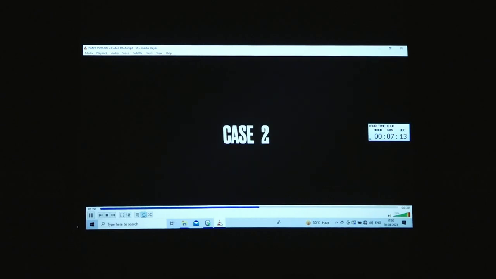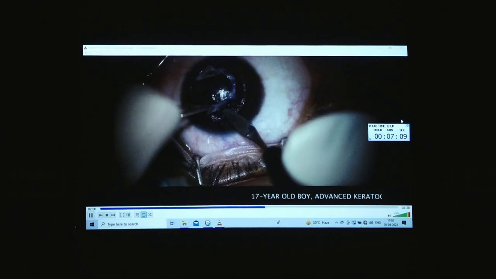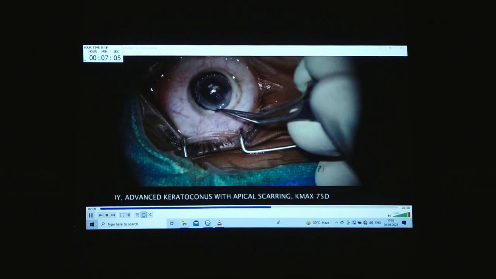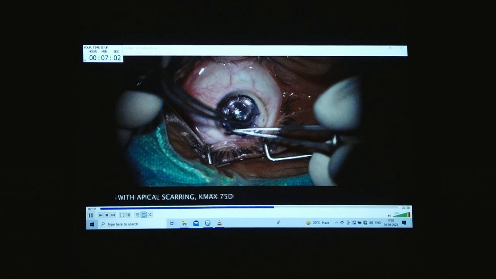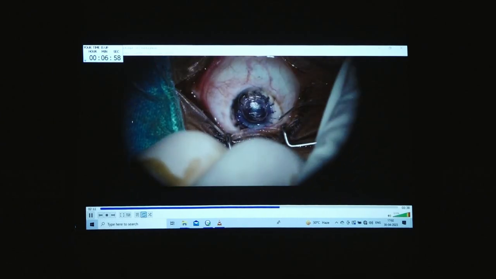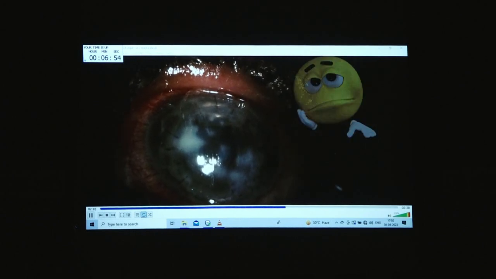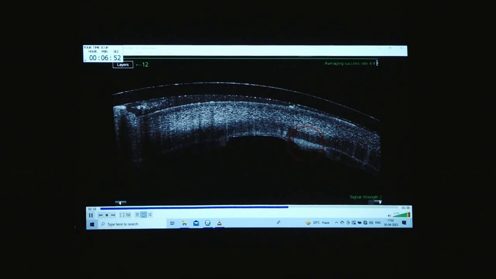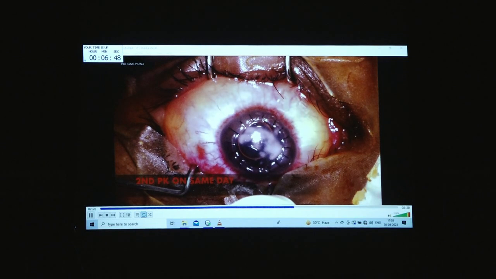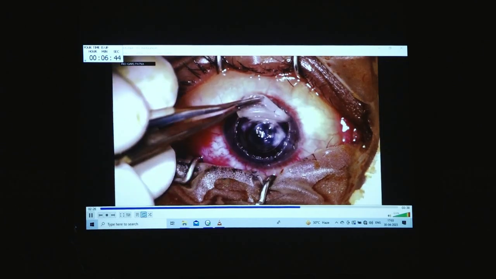My next case was a 17-year-old young boy who underwent DALK in the right eye for advanced keratoconus. The surgery was uneventful and I was really very eager to see the post-op results. Next morning was not at all good for me. There were multiple infiltrates present in the interface. On the very same day, I decided to replace the graft and send all the samples from donor and host for microbiology workup.